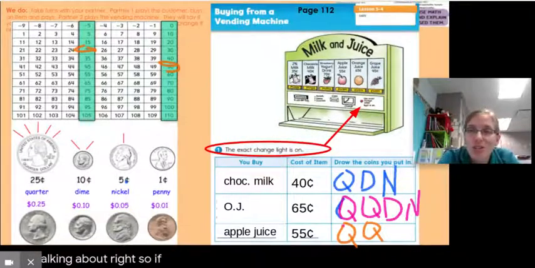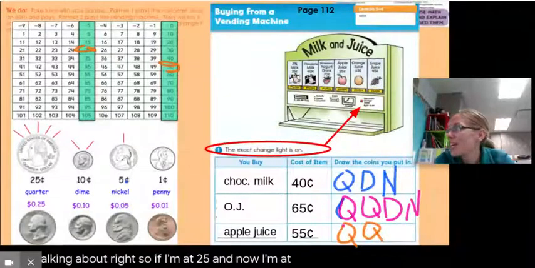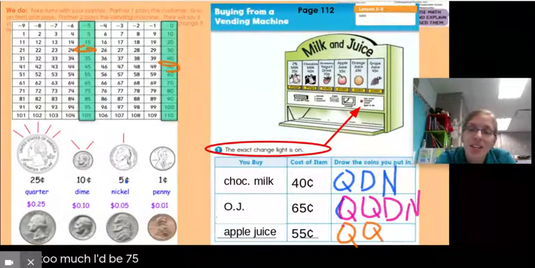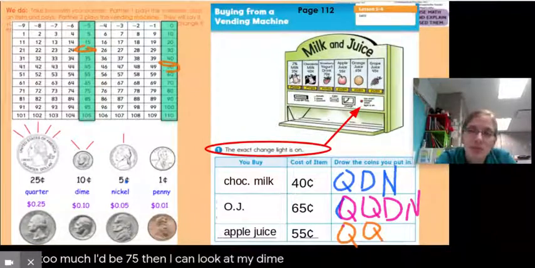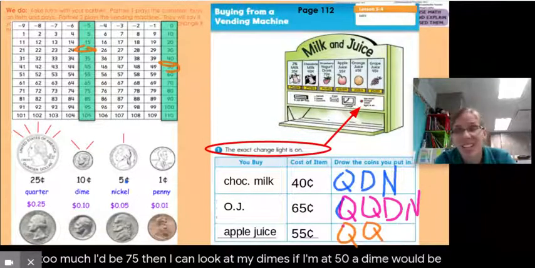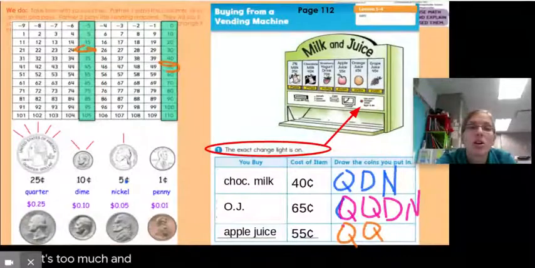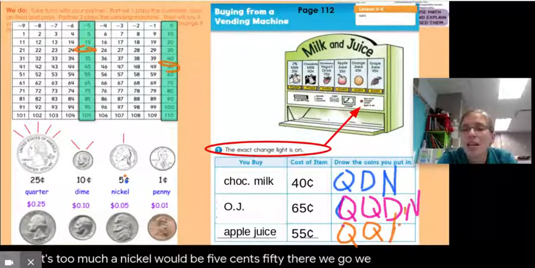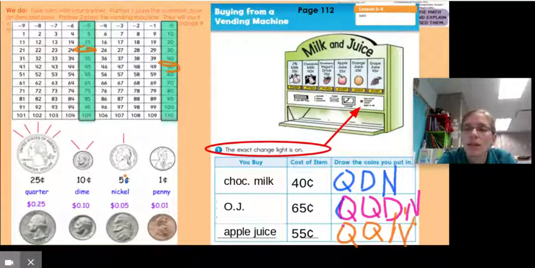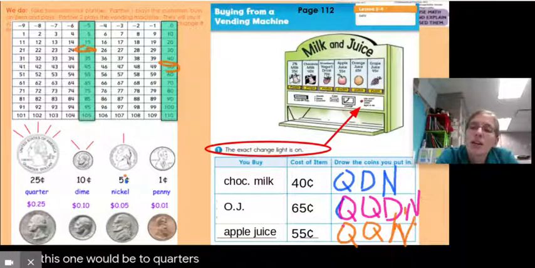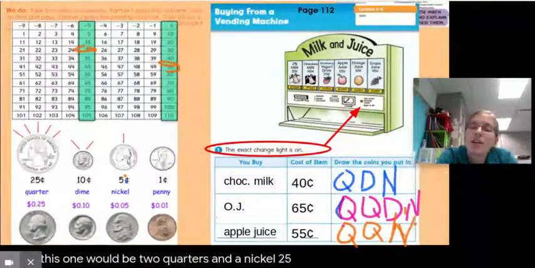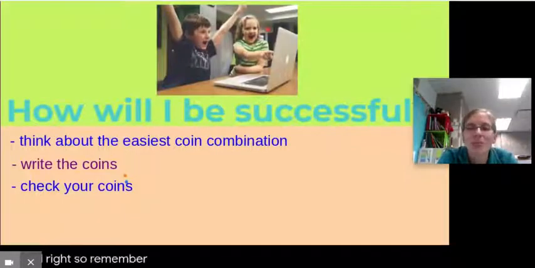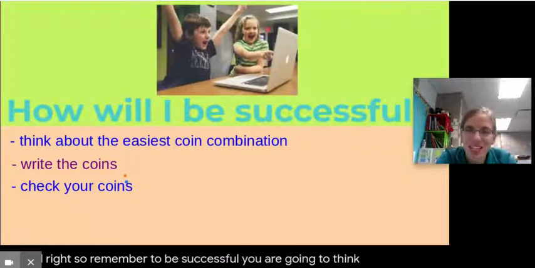So if I'm at 25 and now I'm at 50, if I use another quarter, that's too much. That'd be 75. Then I can look at my dimes. If I'm at 50, a dime would be 60. That's too much. A nickel would be 5 cents, 55. There we go. We just want a nickel, don't we? Whoa, that was crazy. So this one would be 2 quarters and a nickel. 25, 50, 55.